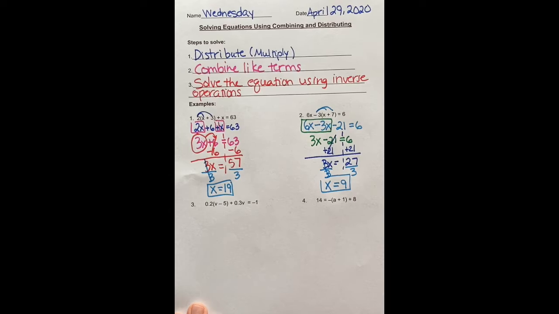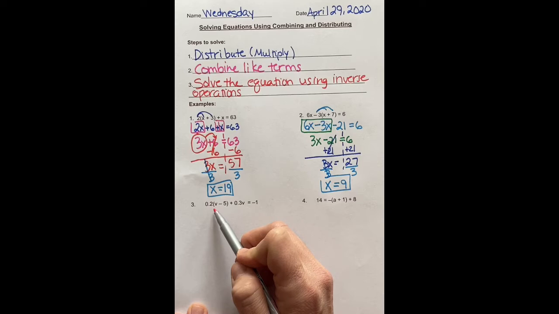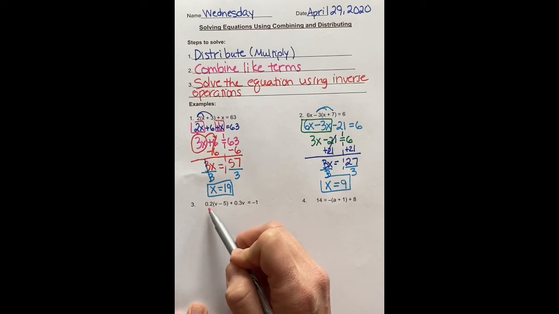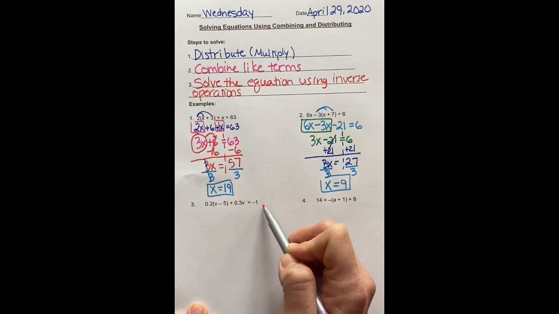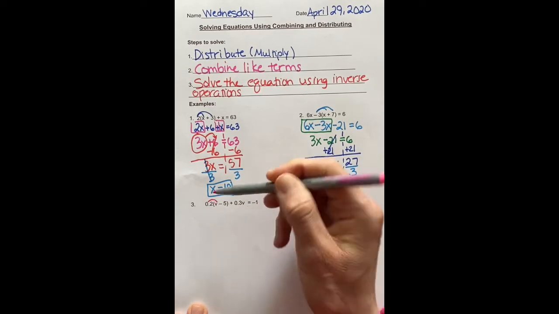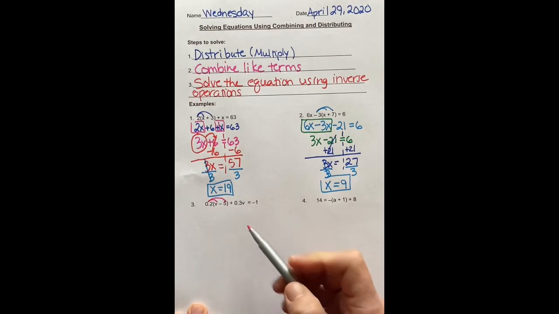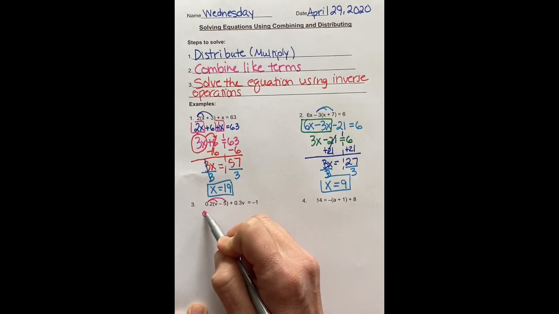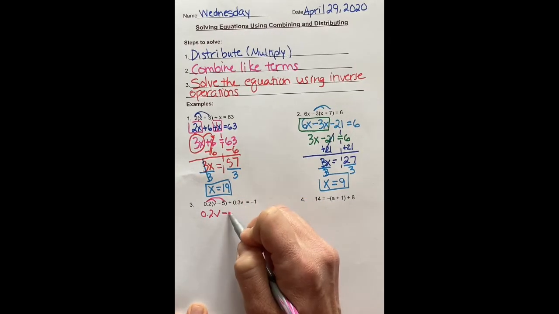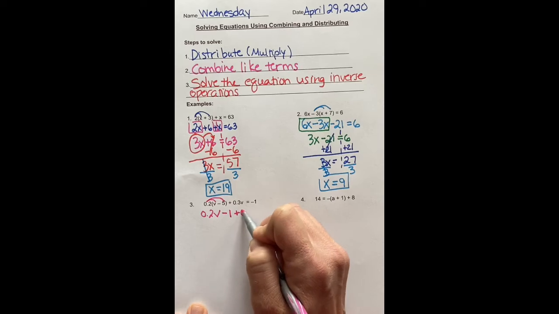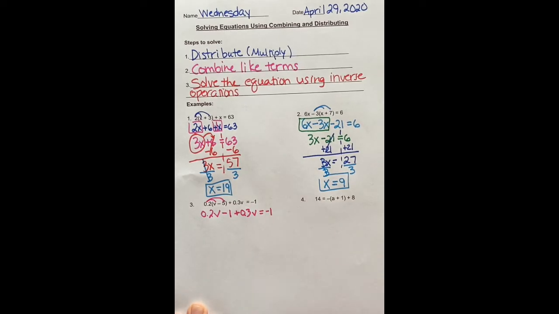All right, question number 3. We have 0.2v minus 5 plus 0.3v equals 1. So I have to start by distributing the 2/10 to the v and the minus 5. So that's going to give me 2/10 v minus 1 plus 3/10 v equals negative 1.